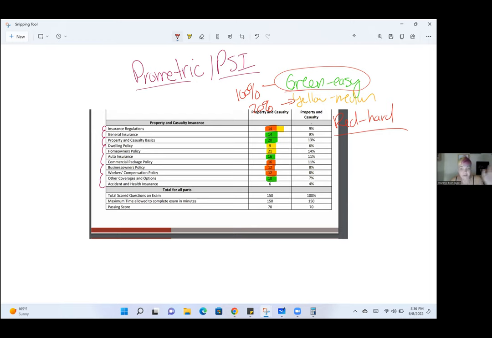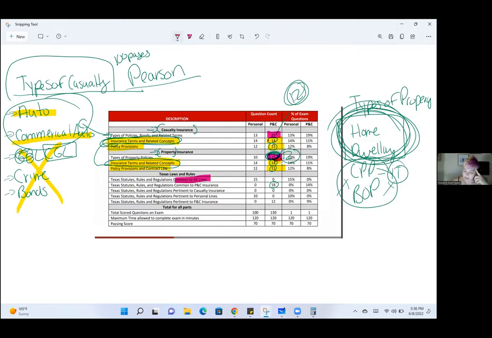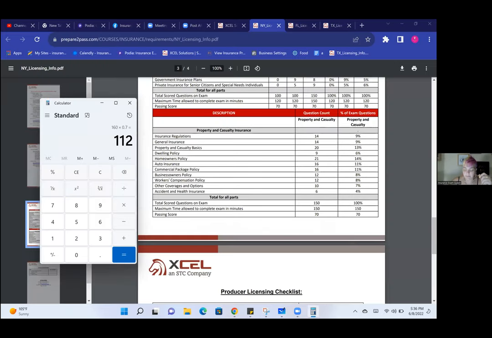Okay. All right, I did a Prometric example. I did a Pearson example. I know there's random one-off states. I want to start. This was fun. I like this. I want to start doing this more often so we can meet again.